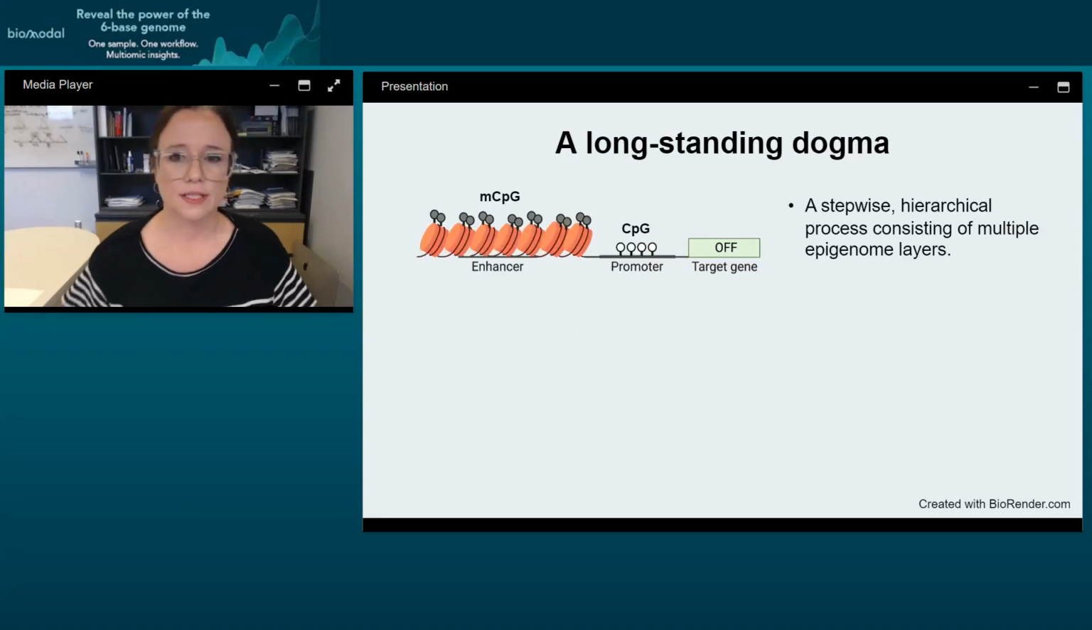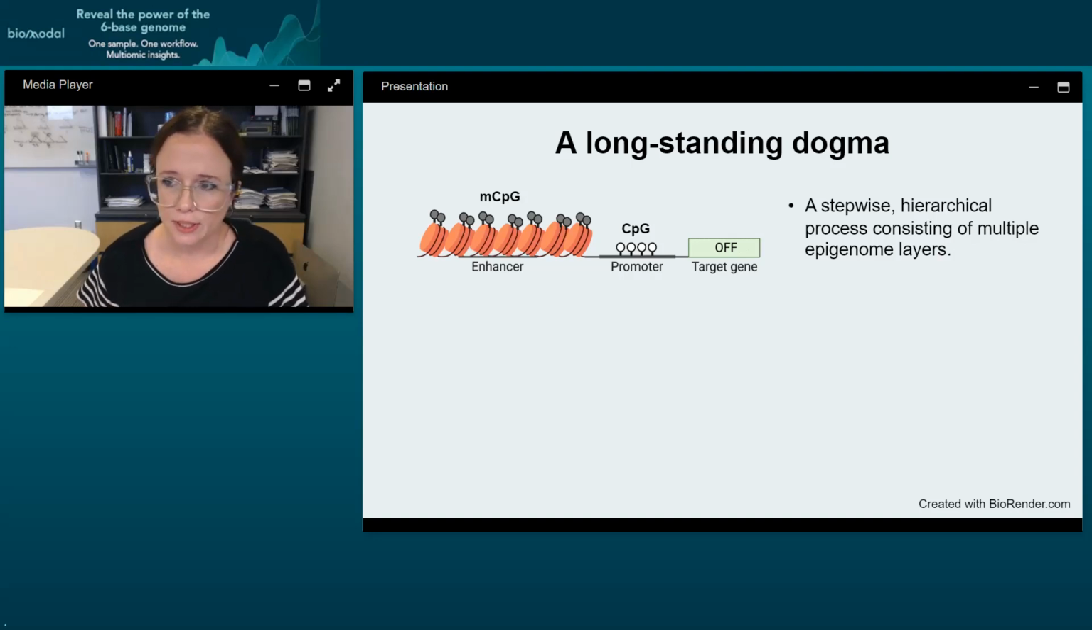So here's this longstanding dogma. How does DNA methylation fit into models of gene regulation? When cells undergo phenotypic transitions, genes are turned on and off. And this process involves gene regulatory elements like enhancers and promoters.